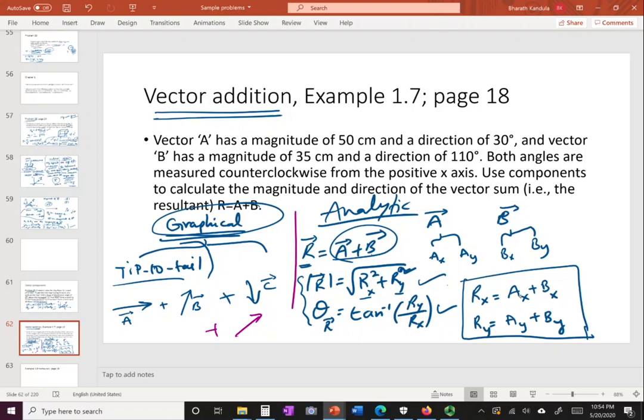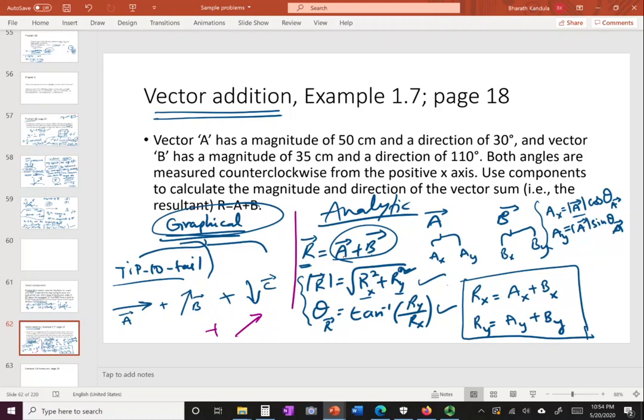Now you see here, Ax is the magnitude times the cosine of the angle that vector A is making, and Ay is the magnitude times the sine of the angle that vector A is making. So this is how you find Ax and Ay. Magnitude and direction both matter when you calculate the components. Understand? So that's why you cannot add A and B magnitudes, because you need to consider the directions also.